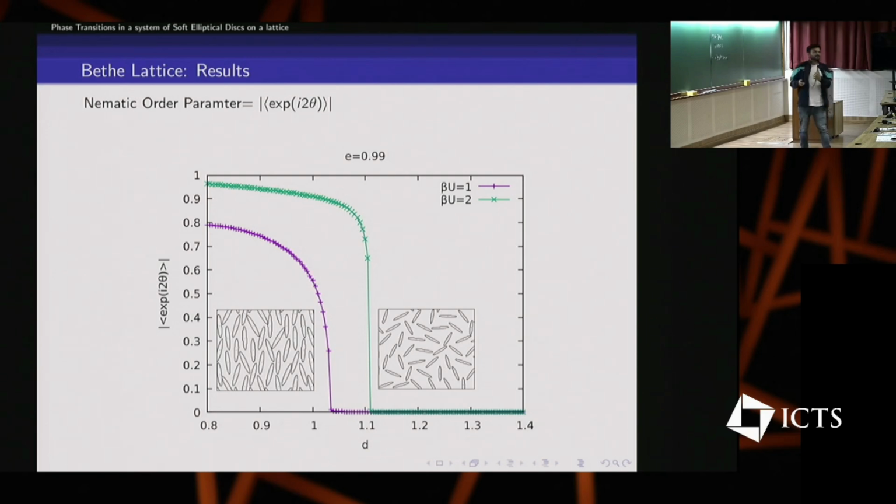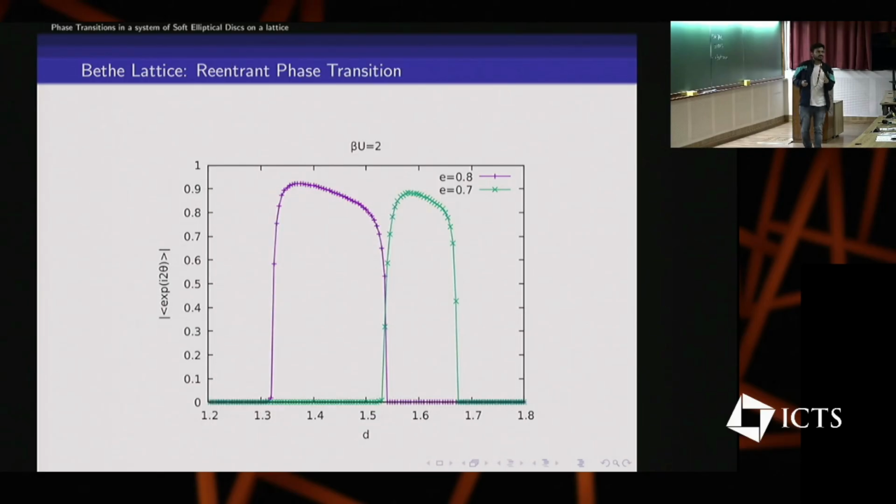This is not very surprising because it is what we saw in the E equal to 1 limit. What was surprising was that the Bethe approximation predicts a re-entrant phase transition. At large D it is disordered, then it becomes ordered, and again at smaller D it becomes disordered. By decreasing the eccentricity, the region where this transition occurs shifts towards larger lattice spacing. That's not surprising, because if you decrease the eccentricity, the area of the disk becomes larger. But the surprising part is that it shows this re-entrant phase transition.